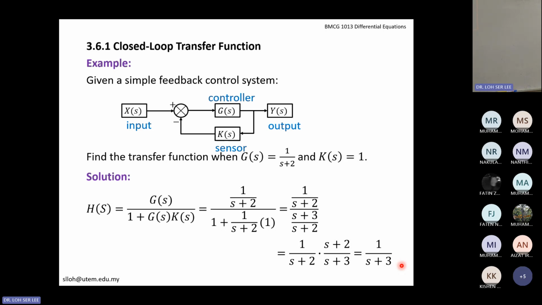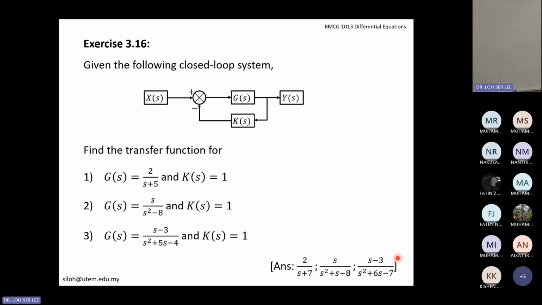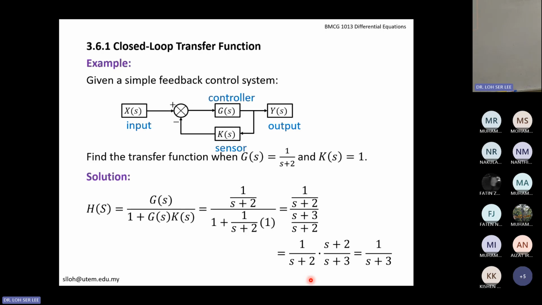Since this is not included in our syllabus, this is supposed to be finished in the last week. So I just leave it to you to have a try. You are given the G and K, and the final answer is given in the slide. You can try simplifying it.